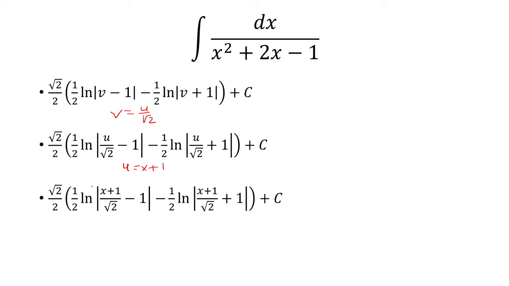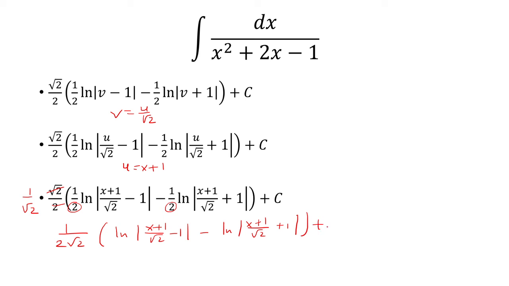And if you want, again, root 2 over 2 is just 1 over root 2. And since they both have a half, you can pull that out and just say it's 1 over 2 root 2. And then ln of x plus 1 over root 2 minus 1, and then minus ln of x plus 1 over root 2 plus 1, and then plus c. So this is, again, if you want, but any of these, so either this one or this one is acceptable.